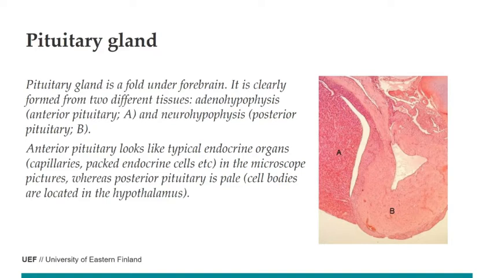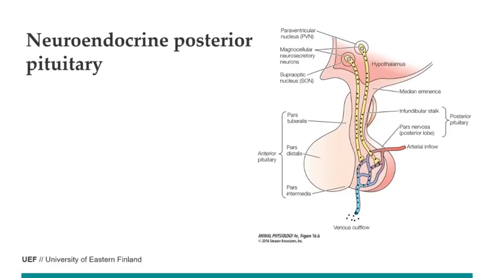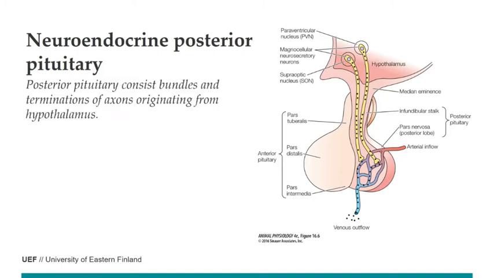And then on the right hand side, that looks like a typical brain slice. You can practically see nothing because the cell bodies are located in the hypothalamus. The only thing that you can see over here is the axons, etc. And this posterior area, the posterior pituitary gland, is neuroendocrine. So the pituitary contains bundles and terminations of axons that are coming from the hypothalamus.